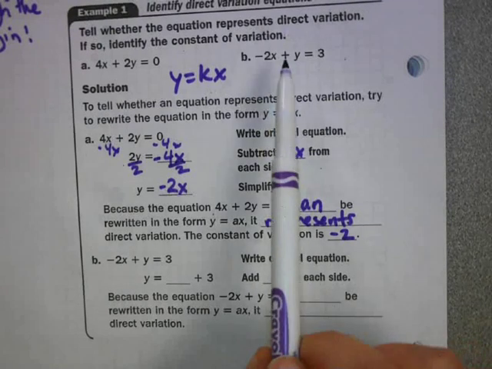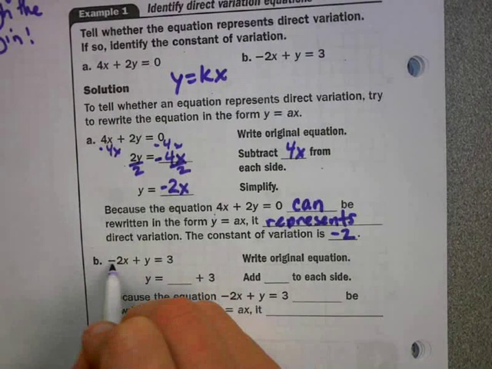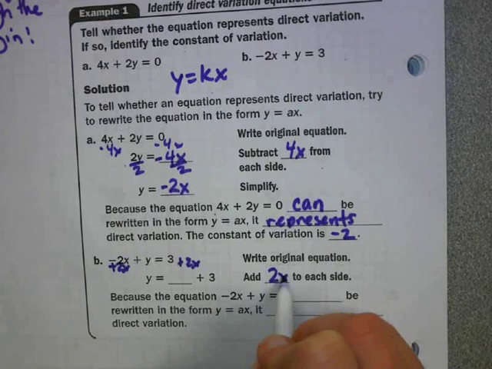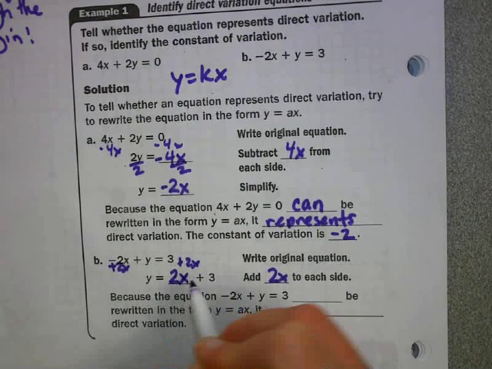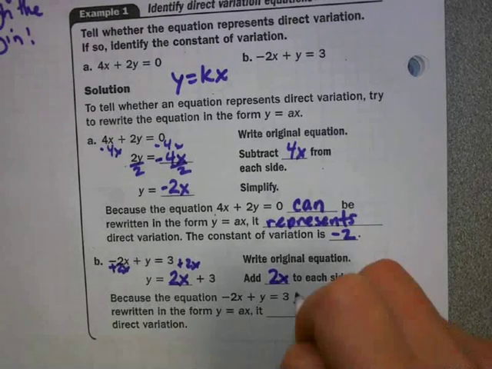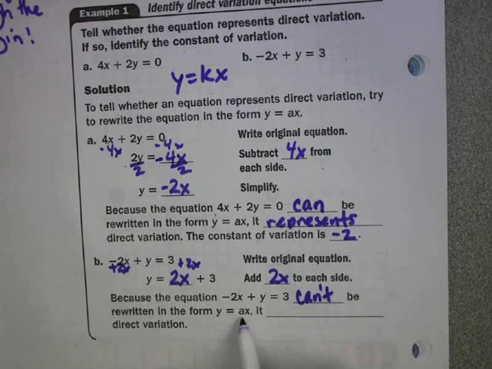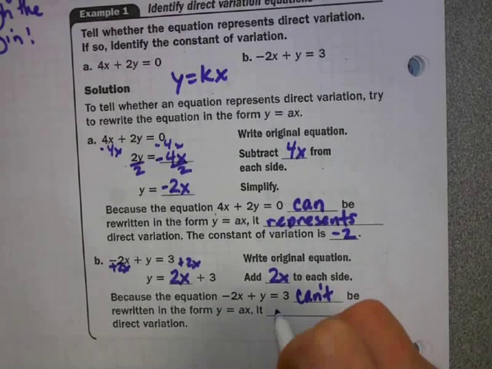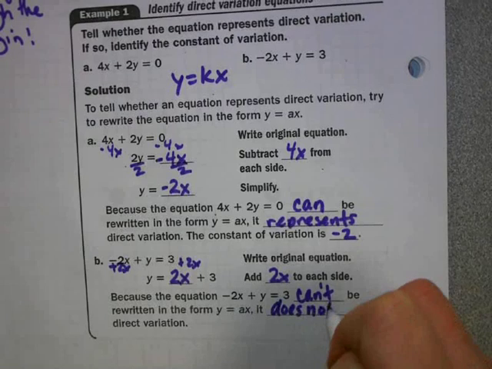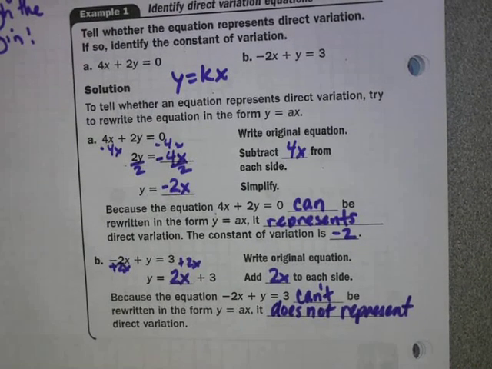Now let's look at example B here. The work is down here. You're going to add 2x to both sides. And what happens? There's a plus 3 there. The b is 3, not 0. So it can't be written in y equals kx form or y equals ax form. So it does not represent direct variation.